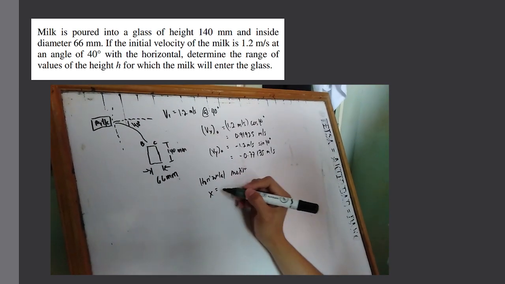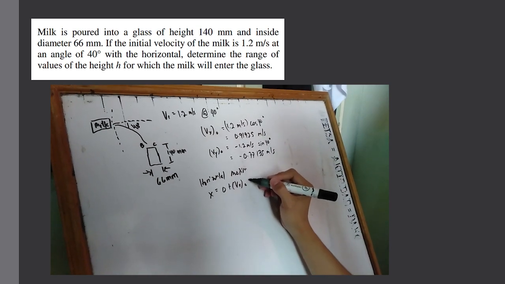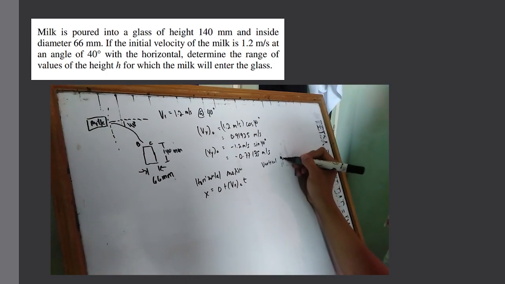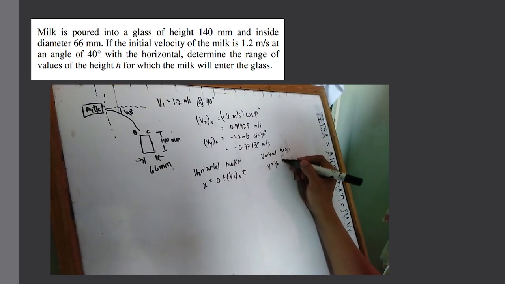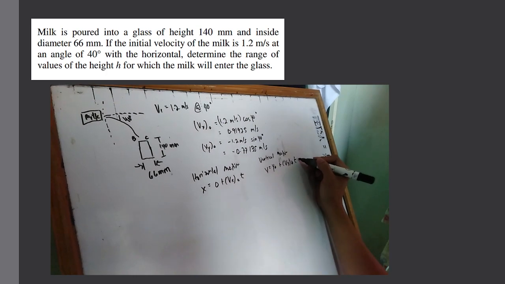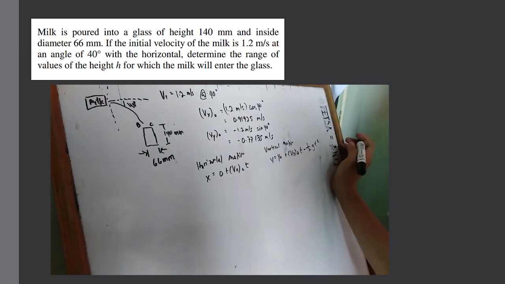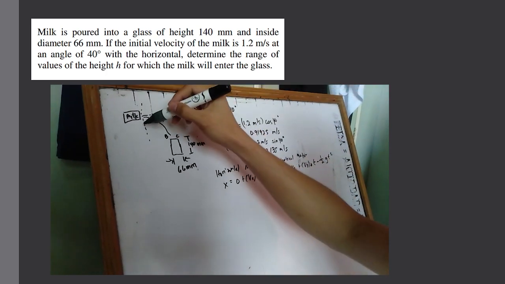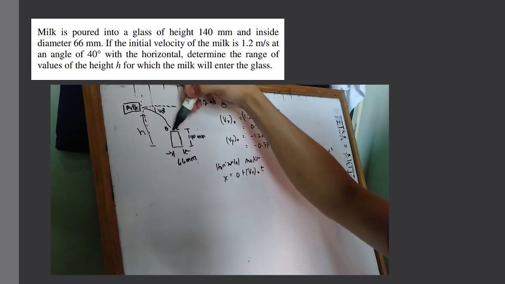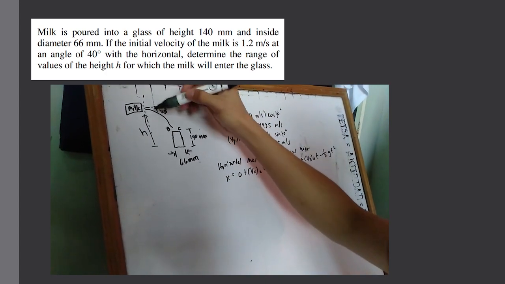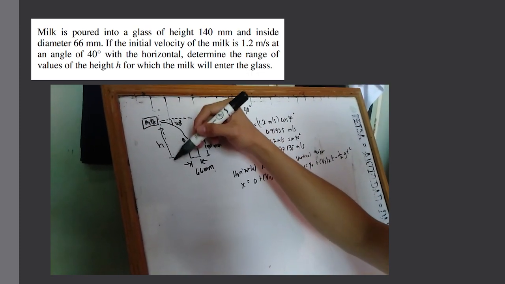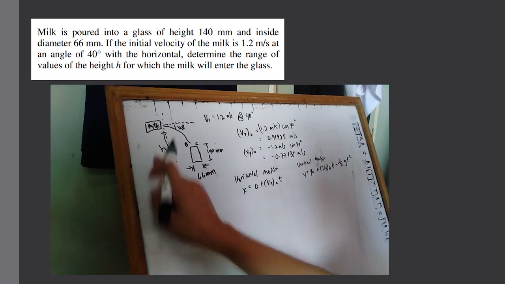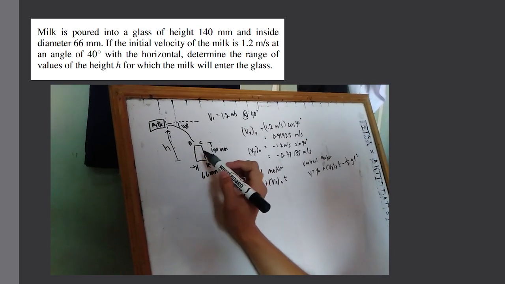So in horizontal motion, we have this equation: x is equal to 0 plus Vx0 times the time. While in vertical motion, we have y is equal to y0 plus Vy0 times t minus 1/2 gt squared. When the milk enters, there will be two scenarios. We are looking for the height where the milk will range from this point to this. If we lower the milk, there is a tendency that the flow of the milk will go here, or if we raise the milk, there is a tendency that it will go to point C. So the question is at which height the milk will enter only between point B and C, and not spill at D.